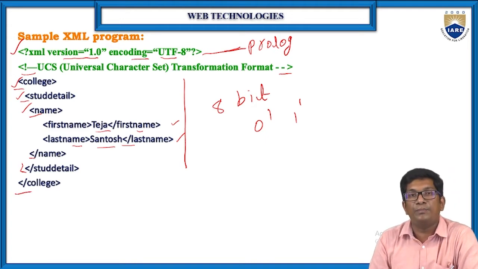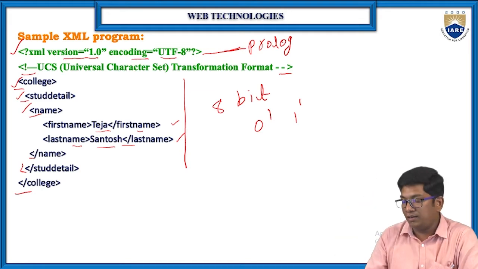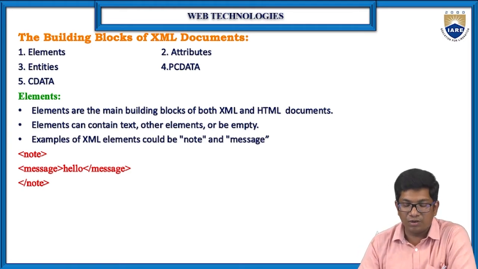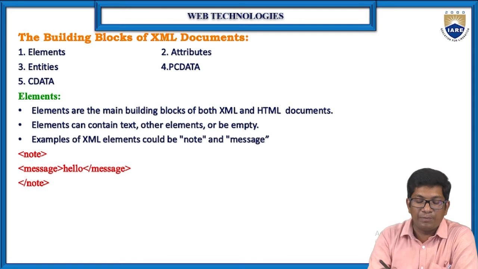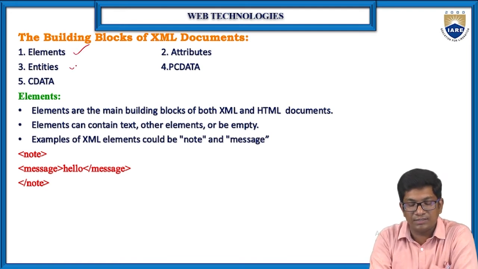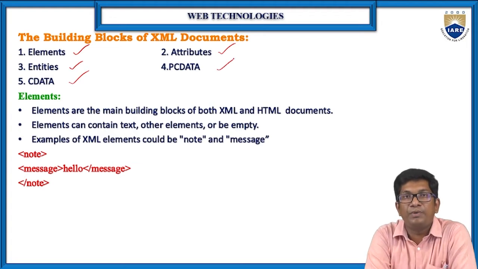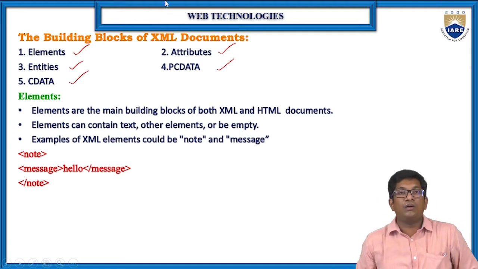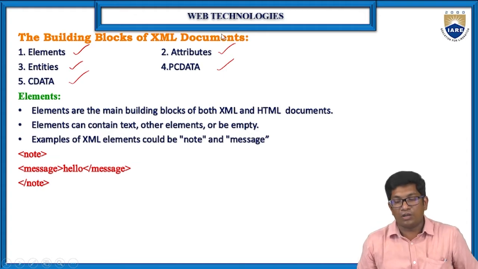So college is the element or node that is the root node. In that, the child is student detail, and the subchild is name. Like that we can write in hierarchical order. The building blocks of an XML document are elements, entities, CDATA, attributes and PCDATA. Before seeing these, let's see a simple example of how to create an XML document.